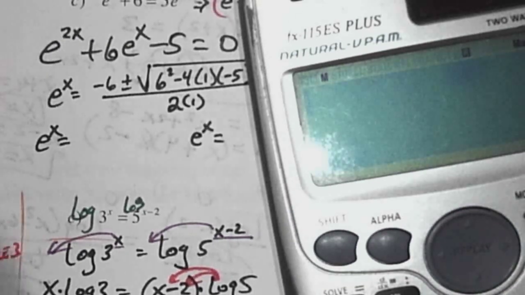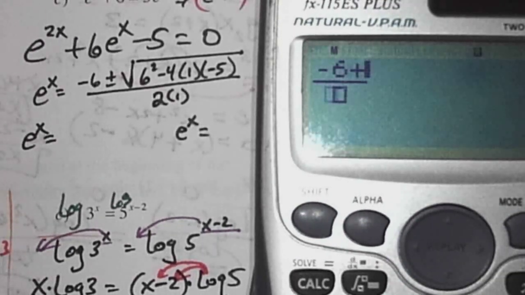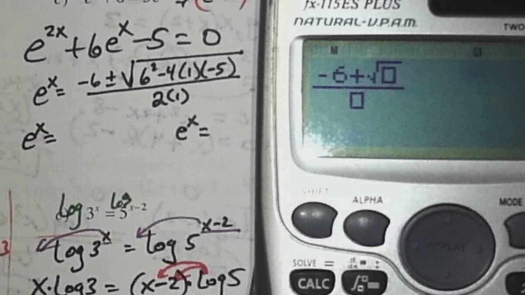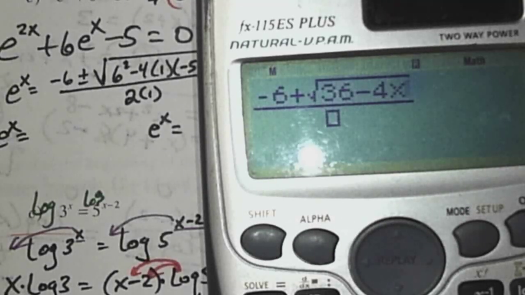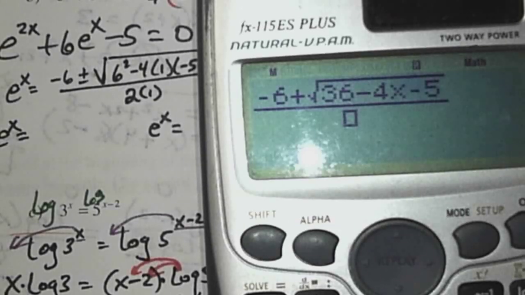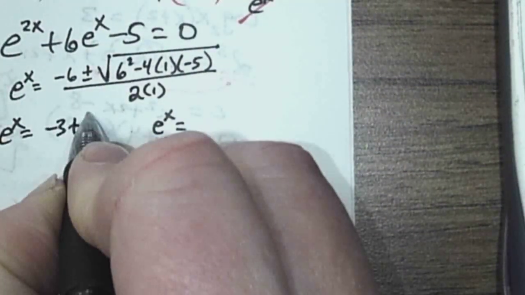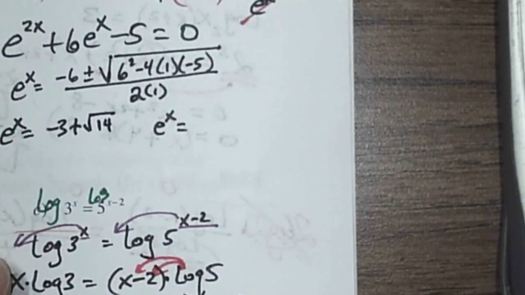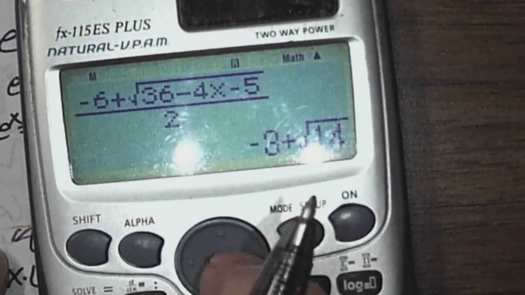Here we go. Calculator. Put this in here. We can do this. Not so bad. Negative 6 plus square root of 6 squared, which is just 36, minus 4 times 1 times negative 5, all over 2 times 1. The first answer will be negative 3 plus the square root of 14. I don't like it, but I'm going to stick with wanting to have the most accuracy possible. The second answer, I already know, will be negative 3 minus.